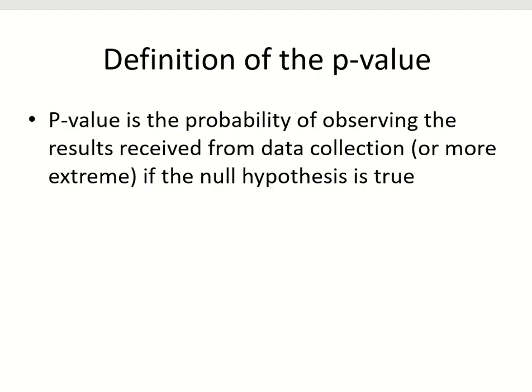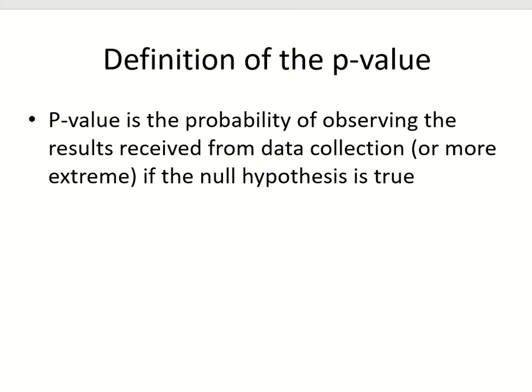So what is a p-value? A p-value by definition is the probability of observing the results that you observed under the assumption that the null hypothesis is true. This is the key thing. So it's the probability of observing what you observed.